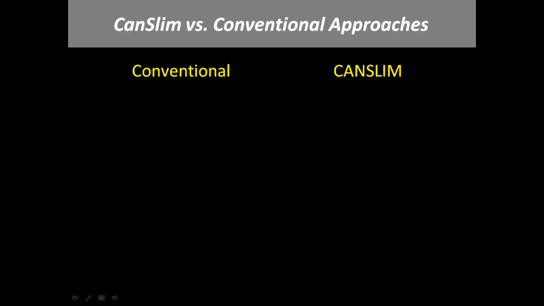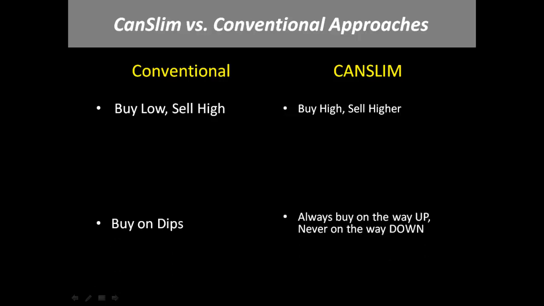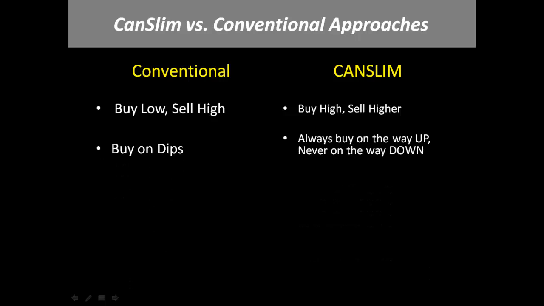Now, the CanSlim approach is different from conventional approaches. In the conventional approach, you buy low and sell high, but in CanSlim, it's kind of counterintuitive, but you buy high and sell higher. Conventional approaches, you buy on the dip, whereas in CanSlim, you never buy on the dip. You never average down. You never try to catch that falling knife.